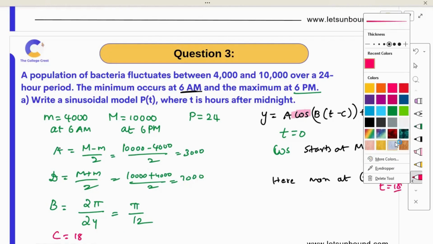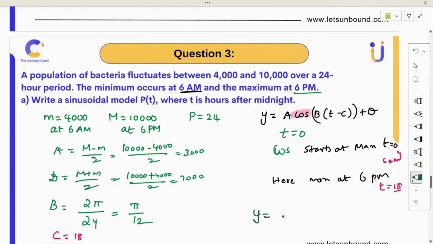Your function model is something like this: y equal to 3000 cos, the b value is pi by 12, and t is the variable. Okay, let me go with P of t, not y, correct? So P of t is 3000 cos pi by 12 (t minus 18). Okay, it's shifted. The maximum is shifted, plus 7,000.